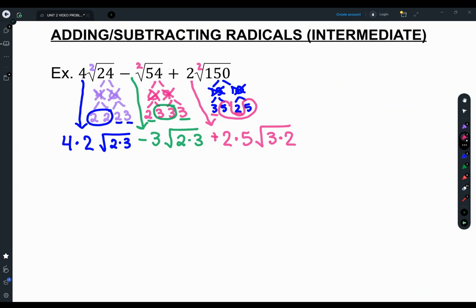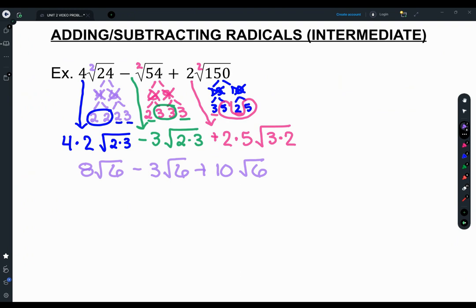And so now we're going to simplify each of those. So 4 times 2 is 8, and then a root 6 underneath. Second term is going to be the 3, and then 2 times 3 is a root 6 underneath. And then our last one, 2 times 5 is 10 with a root 6 underneath.